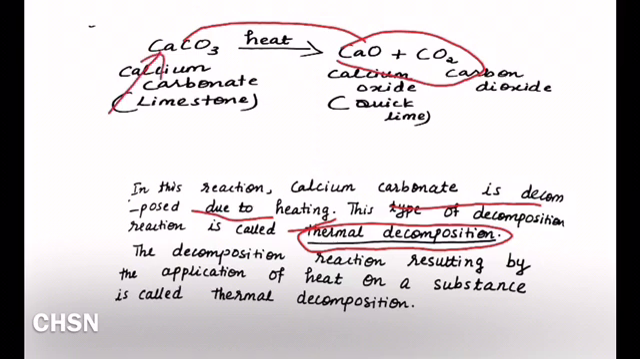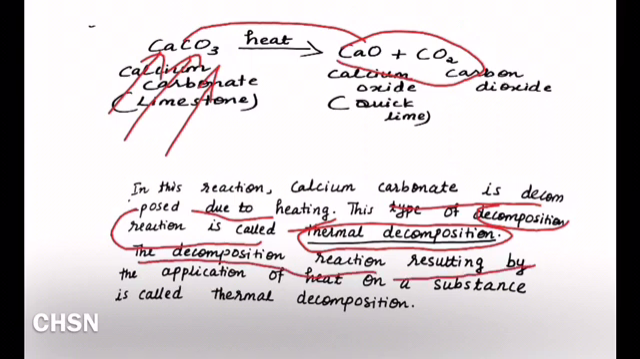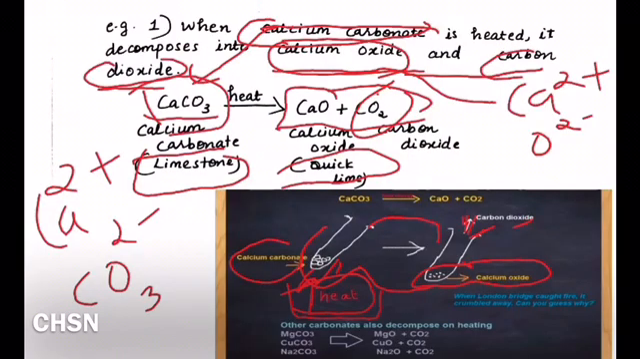We have to heat the calcium carbonate, then only this reaction is possible. So the decomposition actually takes place by heating. Therefore, this type of decomposition reaction is called thermal decomposition. So how will you define thermal decomposition? The decomposition reaction resulting by the application of heat on a substance is called thermal decomposition. So this reaction, calcium carbonate to calcium oxide and carbon dioxide, is an example of thermal decomposition.